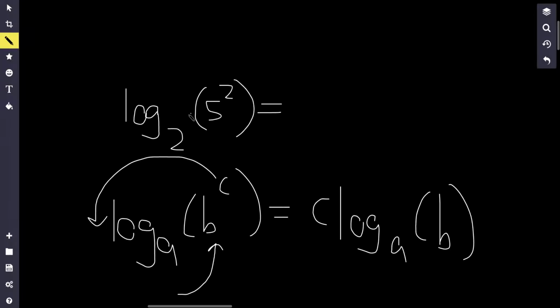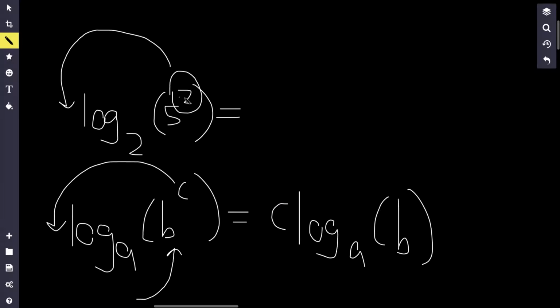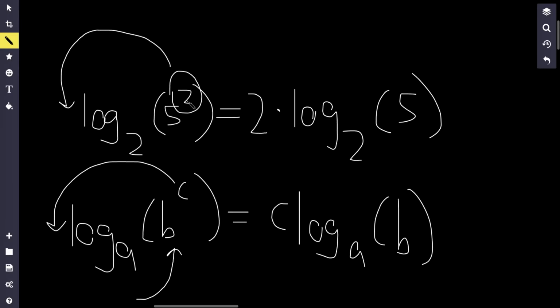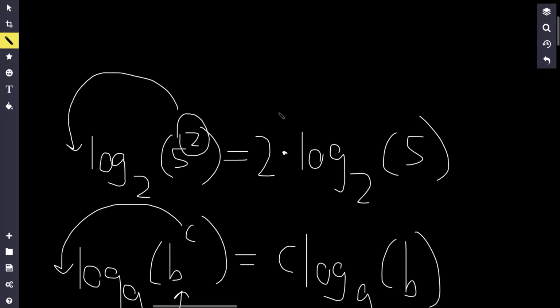So what you do is, let's say if you have log base 2 of 5 to the second power, what you're able to do is you're going to take the exponent and you're just going to drop it down. So this is just going to be equal to 2 times log base 2 of 5. So we just basically took the exponent, we put it down, and then we added this multiplication sign.